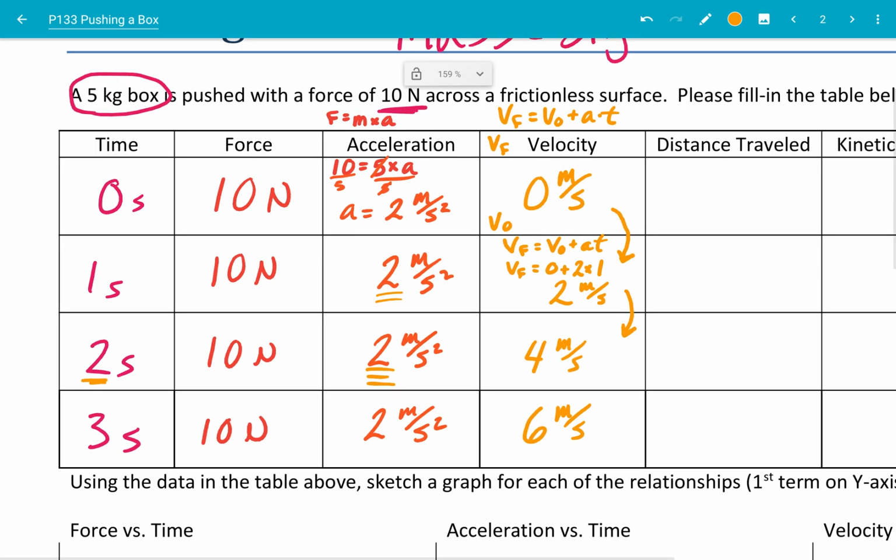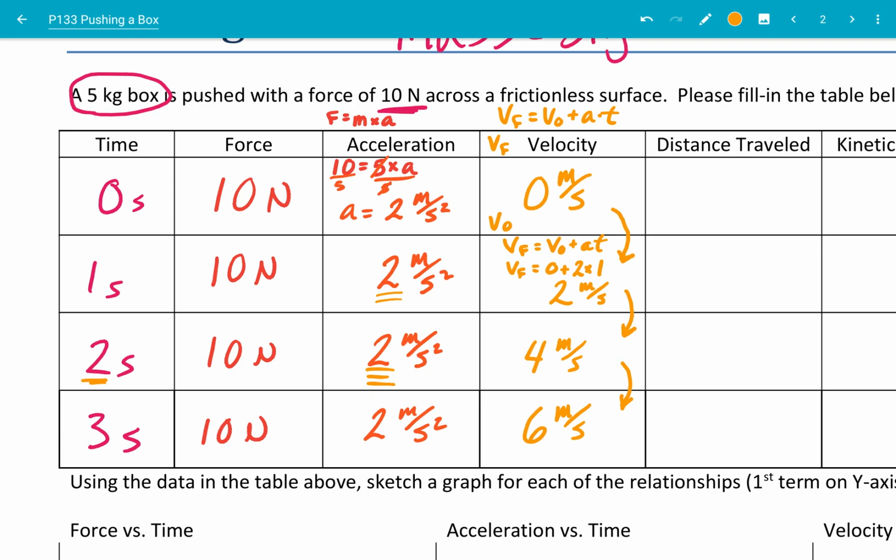Okay, so that's how we would be filling in our velocity, and how the velocity of our box would change every second for 3 seconds. Now, when it's going faster and faster every second, that means it's going to be traveling farther and farther each second also. So the distance it travels is going to be increasing as we go.